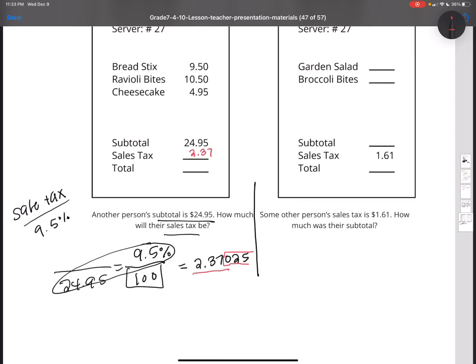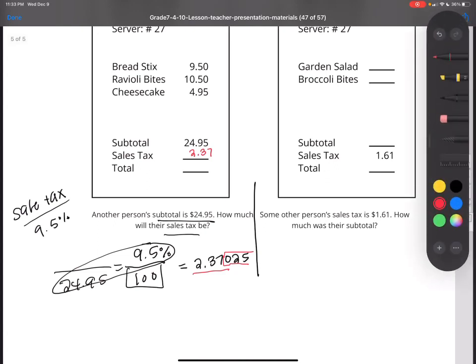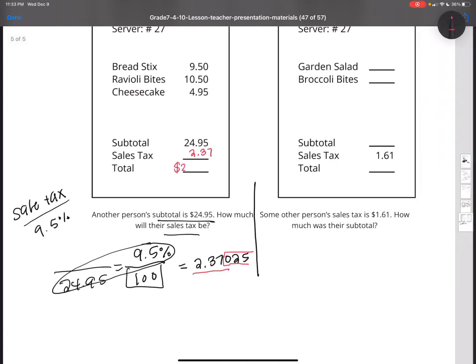$2.37. Now I can add those two numbers together and figure out my total. So $24.95 plus $2.37, and that's going to give me, which I know it didn't ask us, but $27.32.